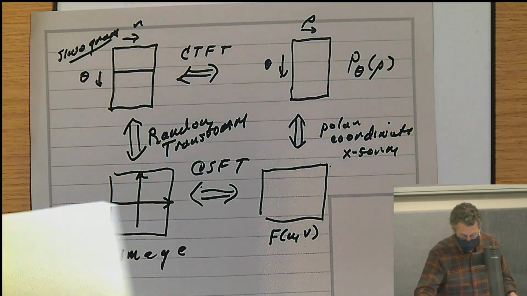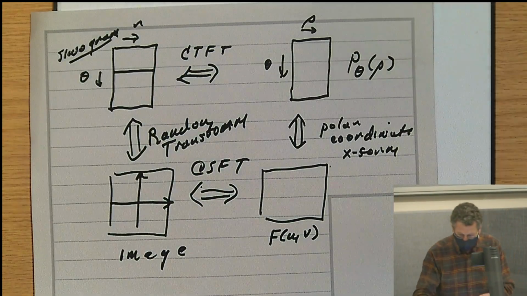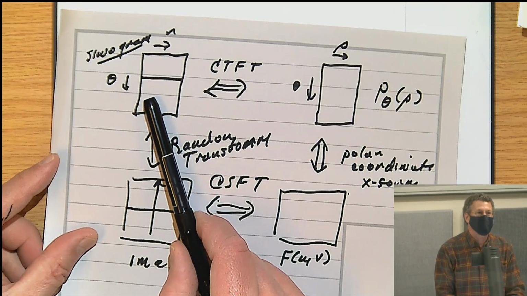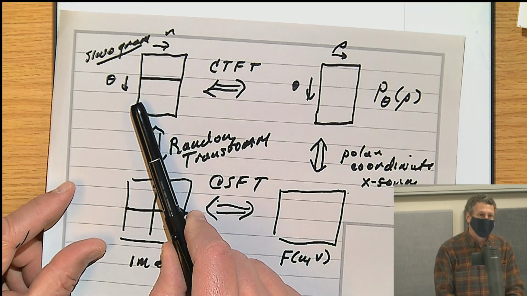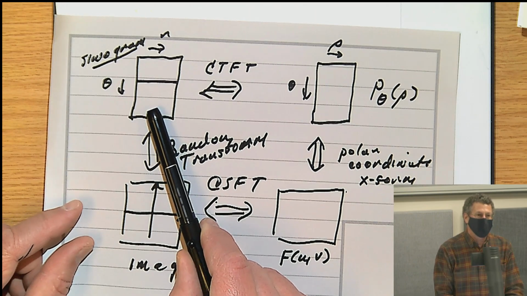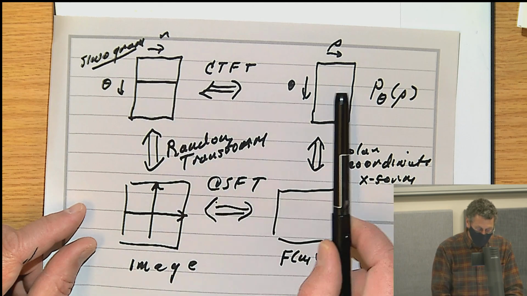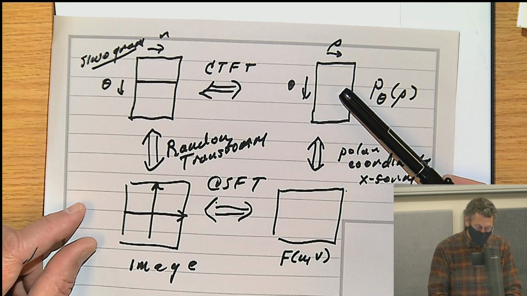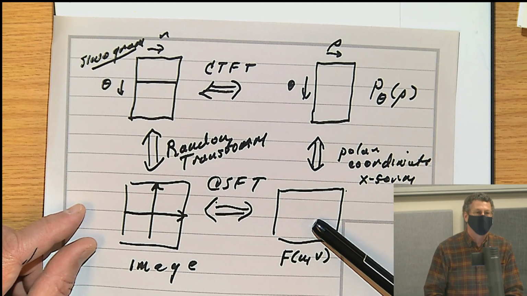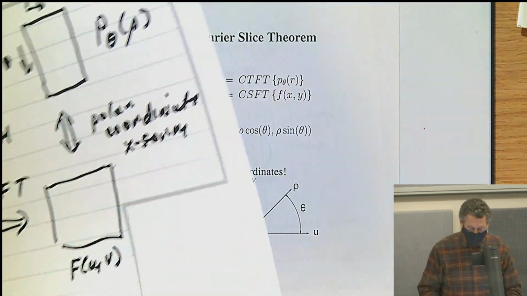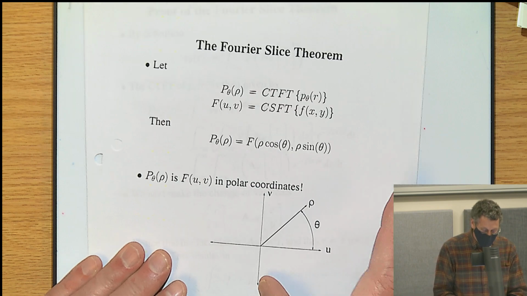I like this diagram here. This is the projections we directly measure. We measure this with, say, transmission CT. Then we take the Fourier transform along rows. We get this. Then we plot it in polar coordinates, and we take the inverse Fourier transform. Okay, so that's how you go. And that's the Fourier slice theorem.